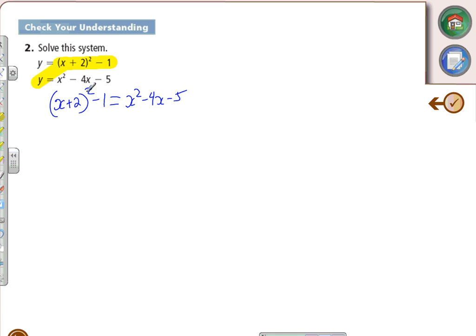Going further, let's expand the quadratic. We've got a quadratic, so we're going to need to collect our like terms and equate to 0 and factor, same as always. So let's expand this side. x squared. Make sure it's not x squared plus 4. You've got to expand this x plus 2 times x plus 2. So x squared plus 4x plus 4 and minus 1.